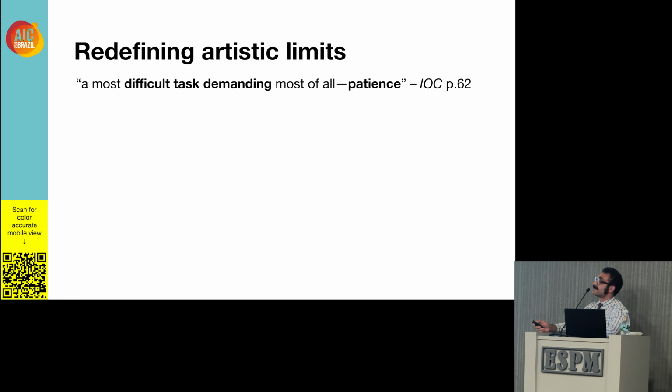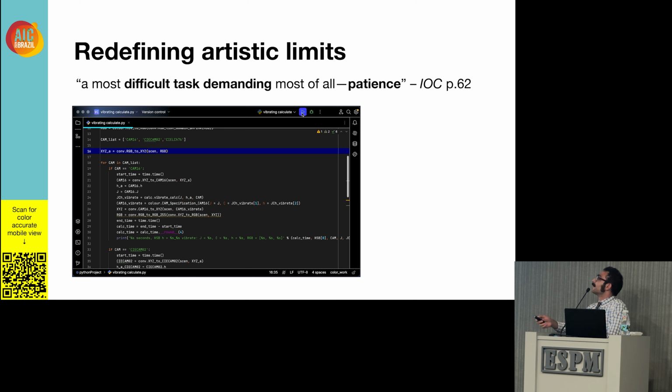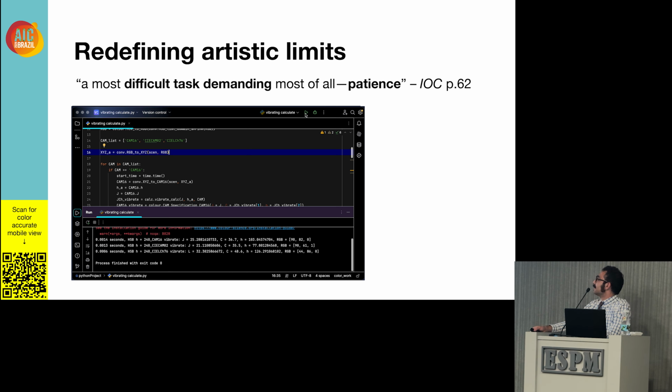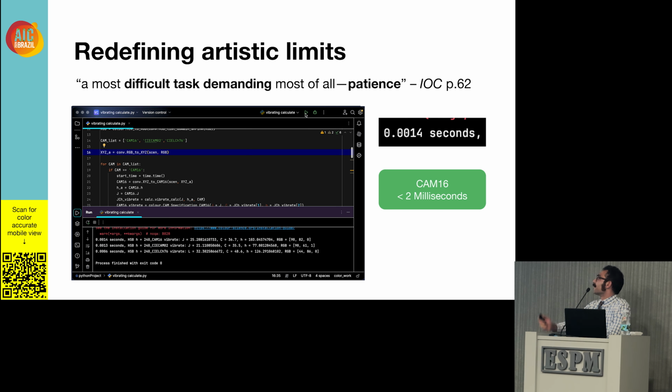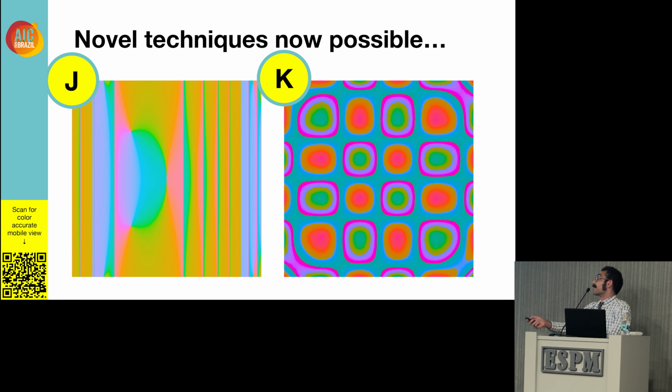Remember how Albers was saying this is a most difficult task demanding most of all patience? So I was able to do it in Python in 2 milliseconds. No, for real, watch. Let me run it. You'll see, it actually has a runtime of 0.0014 seconds, which I had to Google, and 0.001 is a millisecond. So this really difficult task that Albers says takes forever is actually doable in CAM16 in Python in 2 milliseconds. So imagine what would happen if we actually had this color picker on the market.